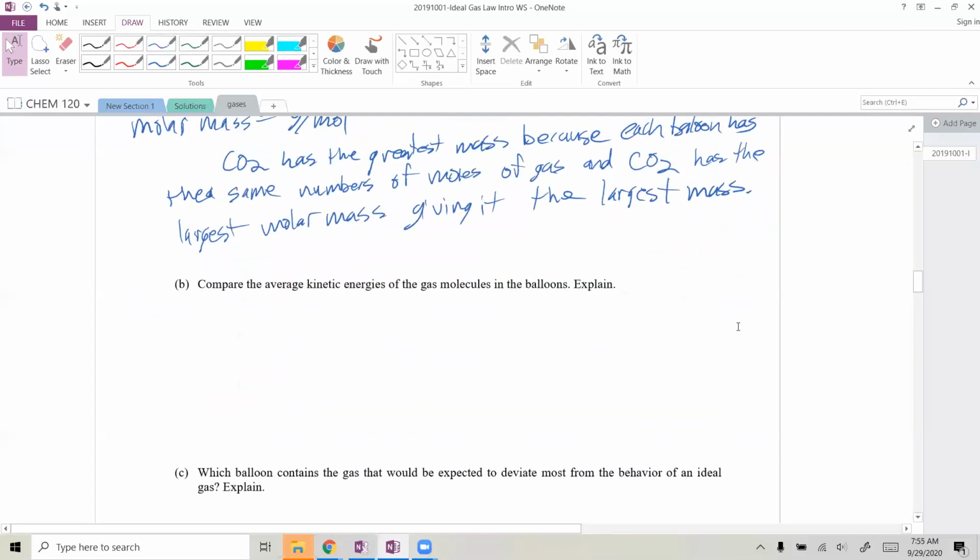Compare the average kinetic energies of the gas molecules in the balloons and explain. Now, average kinetic energy, whenever we hear that term, it should bring up a translation for us. And that translation is temperature. Kinetic energy is those molecules bouncing around. Though that kinetic energy can depend on the mass and the velocity, how we measure the average kinetic energy is by measuring the temperature of something.